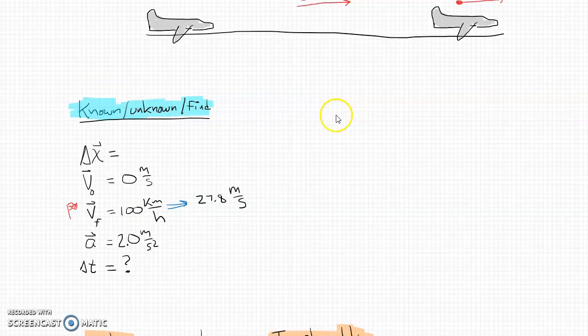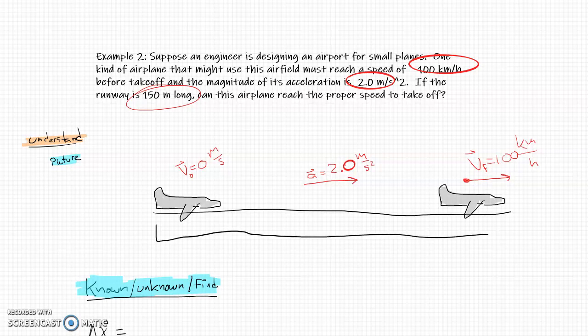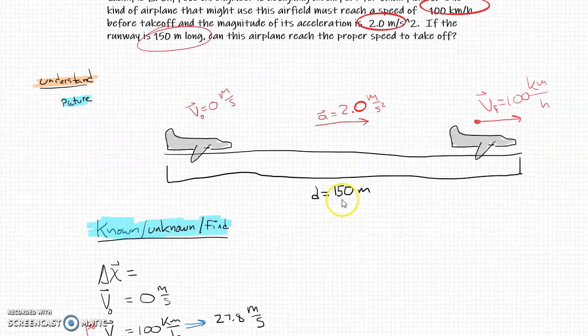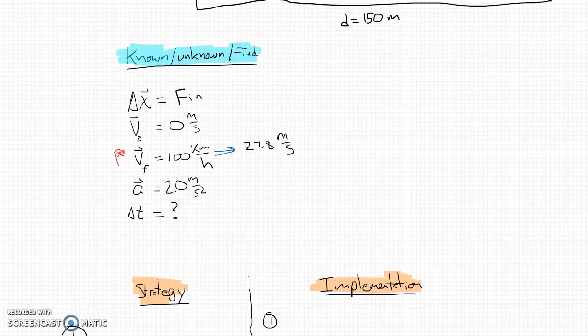Now, you might say, well, isn't delta x this 150 meters that is listed up here in my problem? And I'm going to argue that is not necessarily the delta x. If you take a look at our runway here, there's a distance of 150 meters. Now, in no way, shape, or form does this problem say that it reaches 100 kilometers per hour at 150 meters. All we know is that the plane has this much distance to use to get there. We don't know that it's traveling 100 kilometers per hour at this 150 meters. So here's where we get into our strategy. We don't actually know delta x. Delta x is what I'm going to actually try to find.